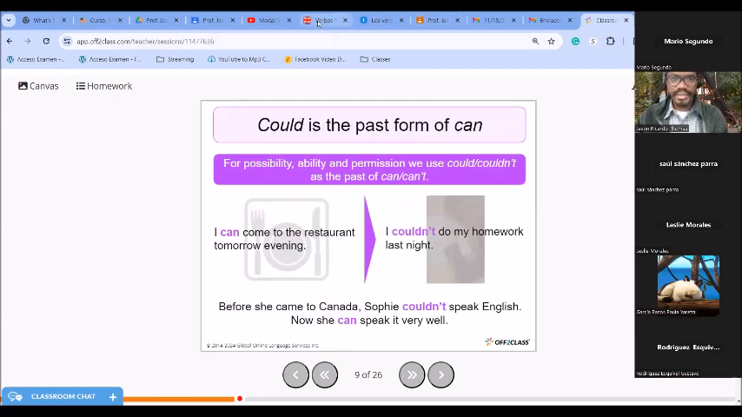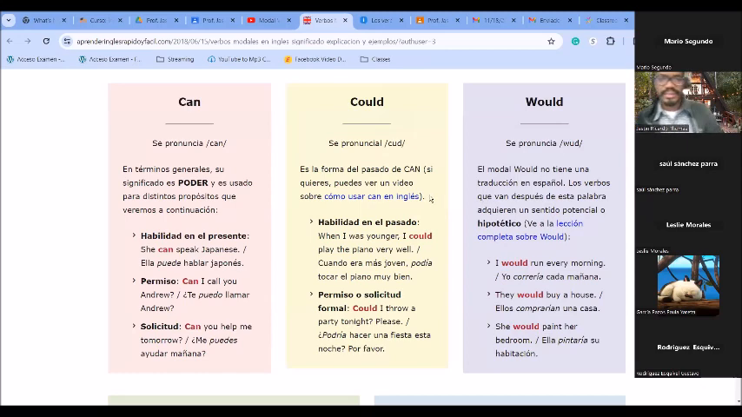So let's tackle it first in Spanish. Could, se pronuncia could. Es la forma del pasado de can. Si quieres, puedes ver un video sobre cómo usar can en inglés. Habilidad en el pasado. When I was younger, I could play the piano very well. Cuando era más joven, podía tocar el piano muy bien. Permiso o solicitud formal. Could I throw a party tonight, please? ¿Podría hacer una fiesta esta noche, por favor?